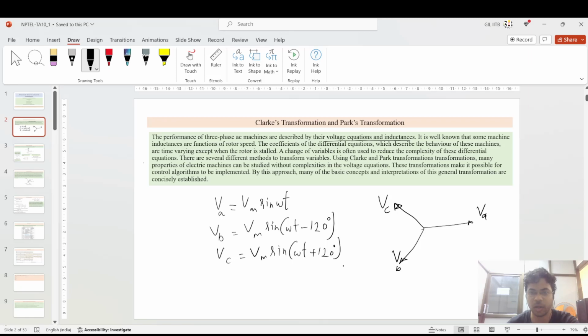If you see these voltage equations and the inductances, they are dependent upon the rotating frame, and in some machines they are a function of the rotor speed itself, because when the rotor has the winding and it rotates, then the reference frame of the EMF which is being developed also rotates. So for that purpose we use the Clarke's and Park's transformation to make a stationary frame.